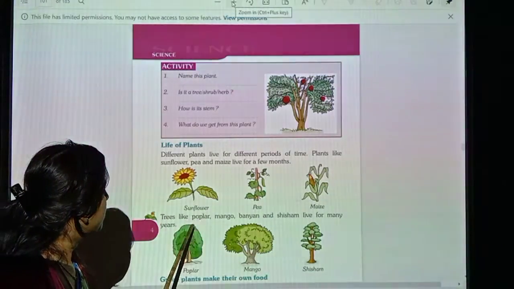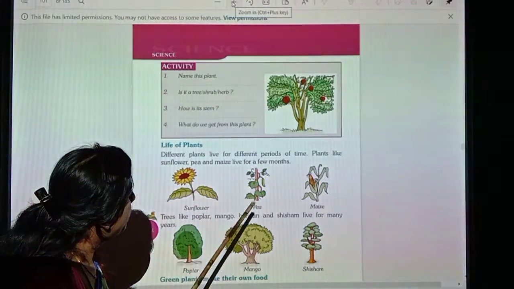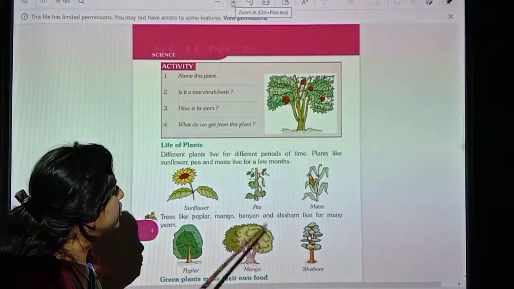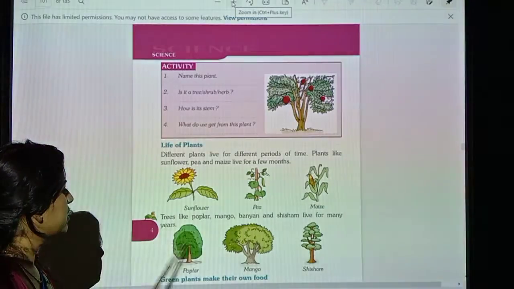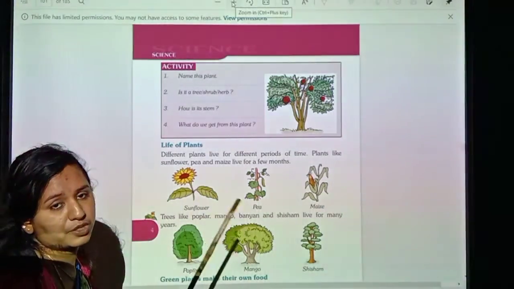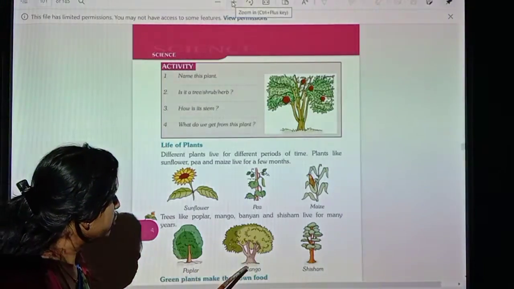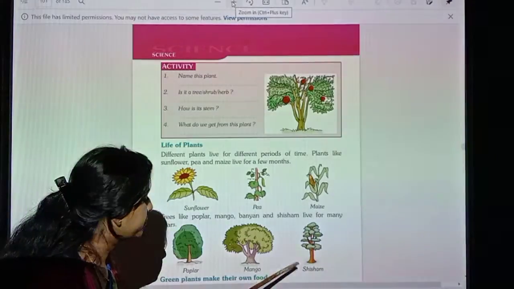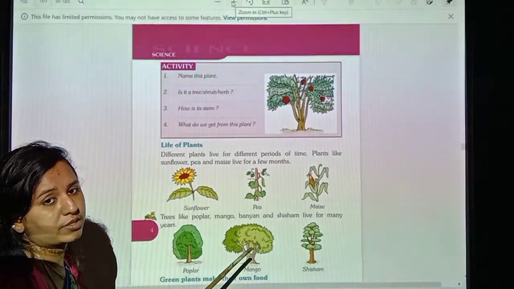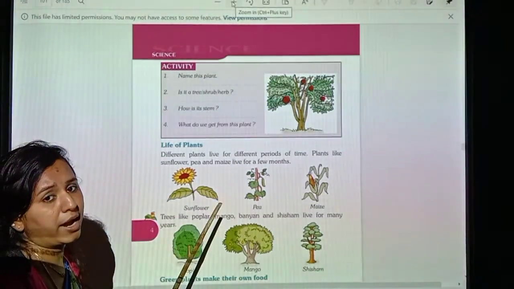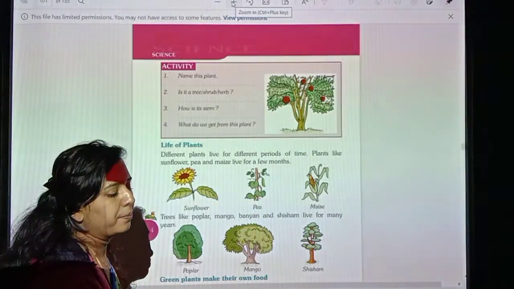Trees like poplar, mango, banyan and shisham live for many years. These trees live for hundreds of years. See, like poplar. This is a poplar tree, mango tree and shisham tree. These trees live for hundreds of years. Okay, and also it's very tall with a woody stem, brown color, big and tall.